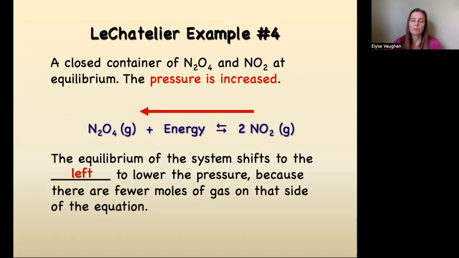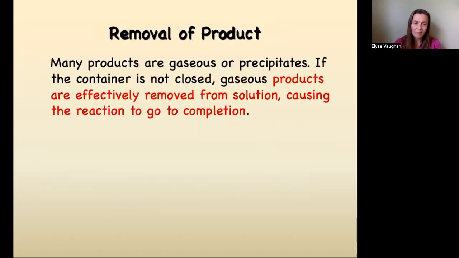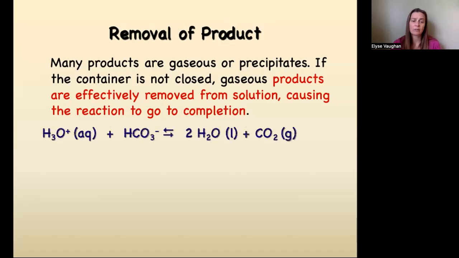Okay, so notice that in all of our examples to this point, we have been talking about a closed container. If we have an open container, we can't really ever talk about an equilibrium that has gases in it, because if our container is not closed, our gaseous products are effectively going to be removed from our solution. They're going to leave. And so that's going to cause our reaction to go to completion.